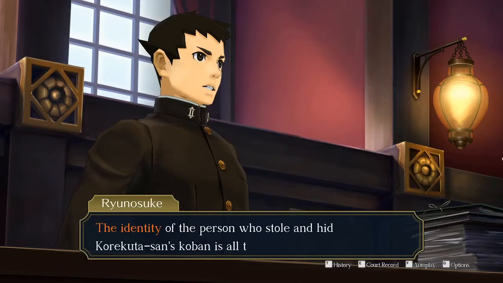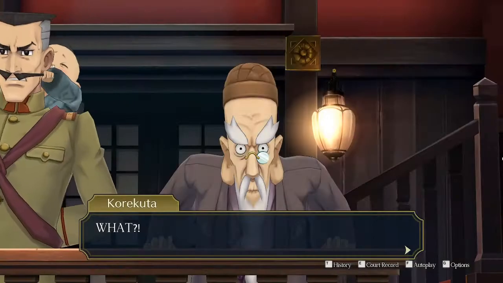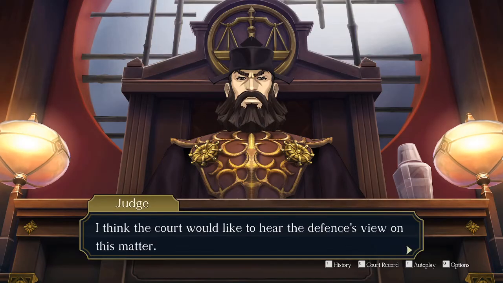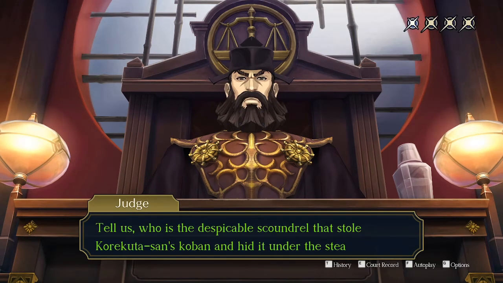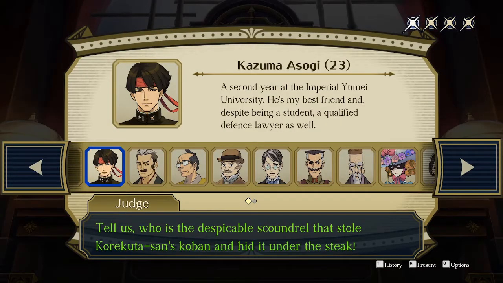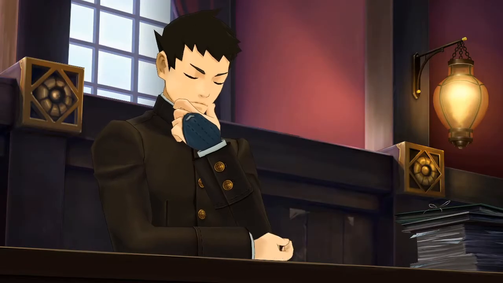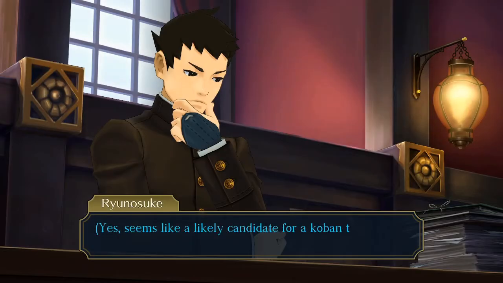the identity of the person who stole and hid Korekuta-san's Koban is all too clear. What? What? I think the court would like to hear the defense's view on this matter. Tell us, who is the despicable scoundrel that stole Korekuta-san's Koban and hid it under the steak? It must be her. It's her steak after all, right? Take that! Yes. Seems like a likely candidate for a Koban thief.